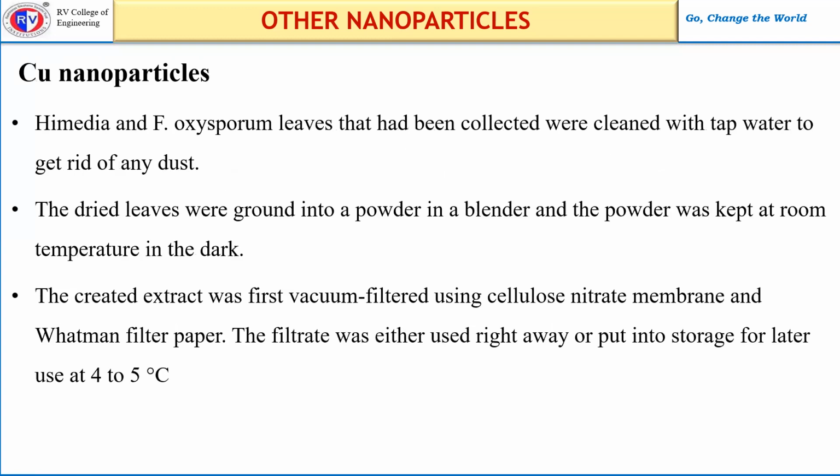Then copper nanoparticles. Here, Hymedia and F. oxysporum leaves that had been collected were cleaned with tap water to get rid of any dust. The dried leaves were ground into a powder in a blender and the powder was kept at room temperature in the dark. Then the created extract was first vacuum filtered using cellulose nitrate membrane and Whatman filter paper. The filtrate was either used right away or put into storage for later use at 4 to 5 degrees Celsius.